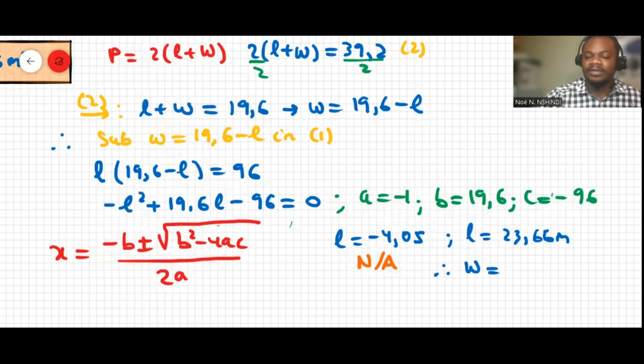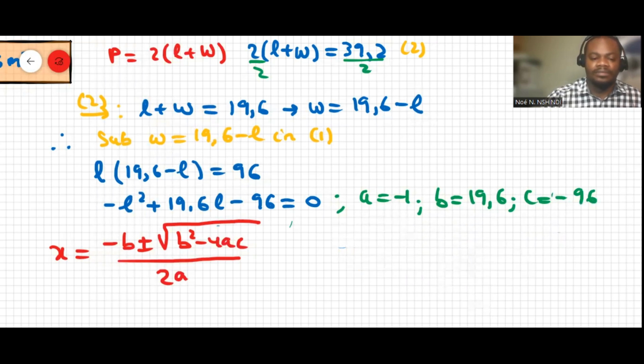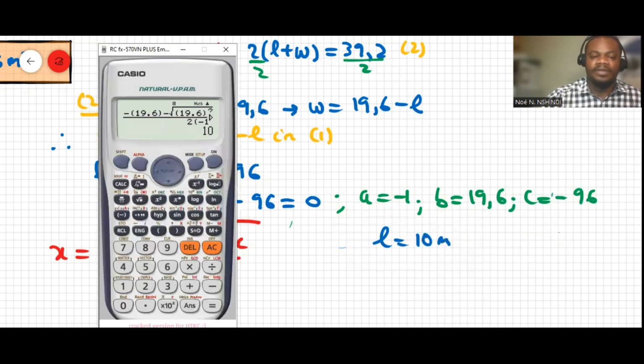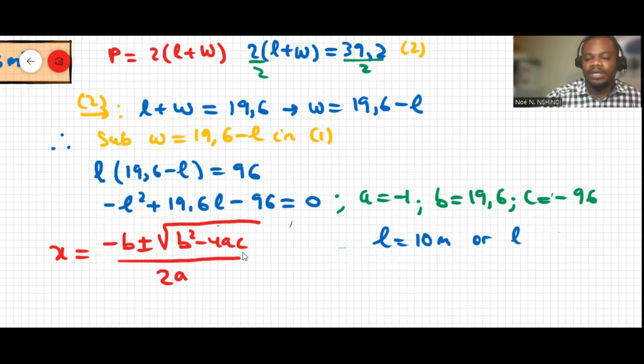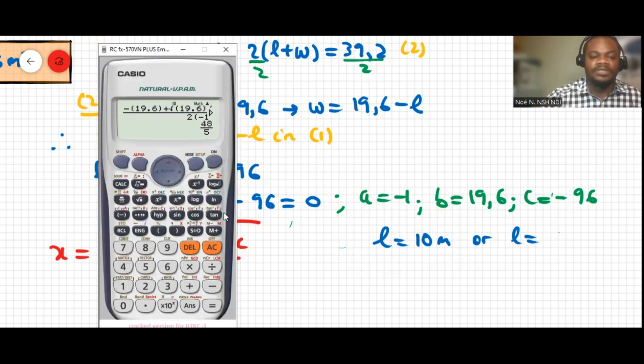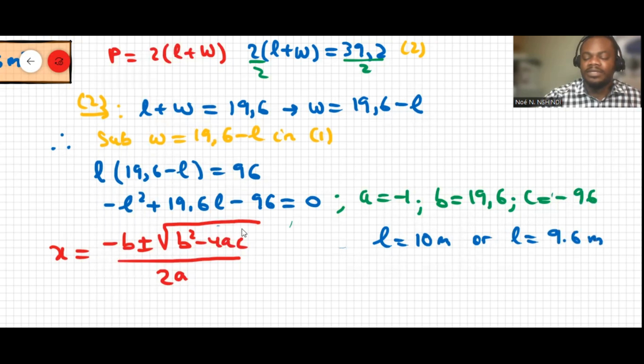So we have the length equal to 10. With the positive, we got L equal to 10 meters. And then it's negative what you get here. Oh, that was that with the negative. Now with the positive, it's 48.5 over 5, which is like 9.6 meters.